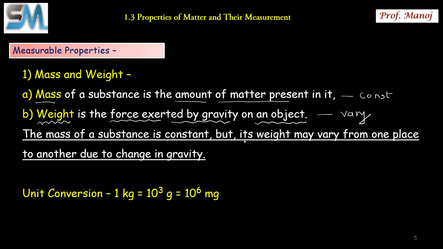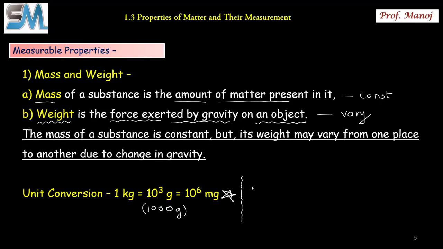The main conversion unit, what you should know and learn by heart, is 1 kilogram is 1000 gram. Those who feel 10 raised to 3 a little uncomfortable, for them you can remember 10 raised to 3 as 1000, or 10 raised to 6 milligram. You know, you can make this conversion reverse also.